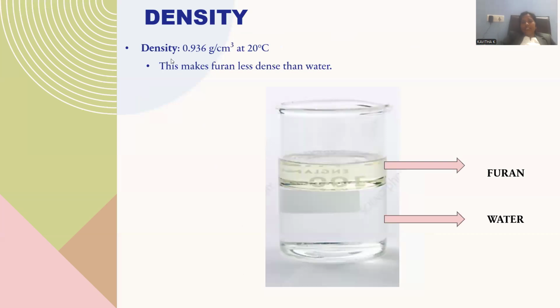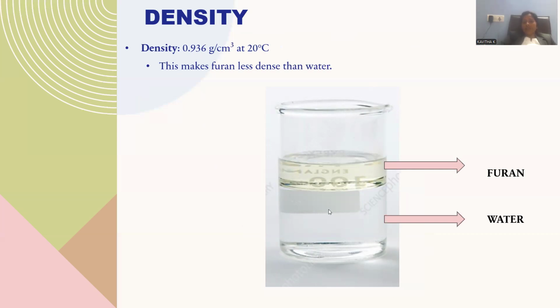Let me show the density. Density is extremely small. The density of this furan will be 0.936 gram per centimeter cube when measured at a temperature of 20 degrees centigrade. Density comparison with water will obviously be less, because water density is 1 gram per centimeter cube. Its density is slightly lesser than that, 0.93 gram per centimeter cube.